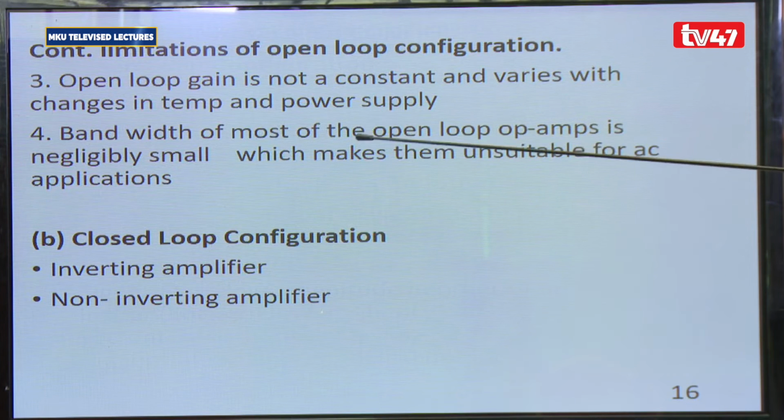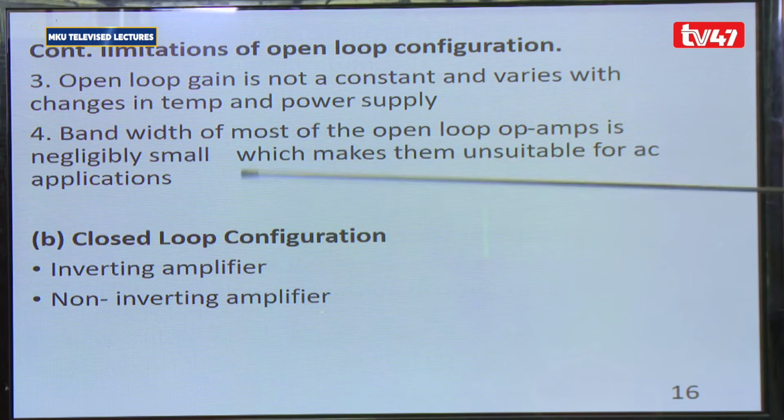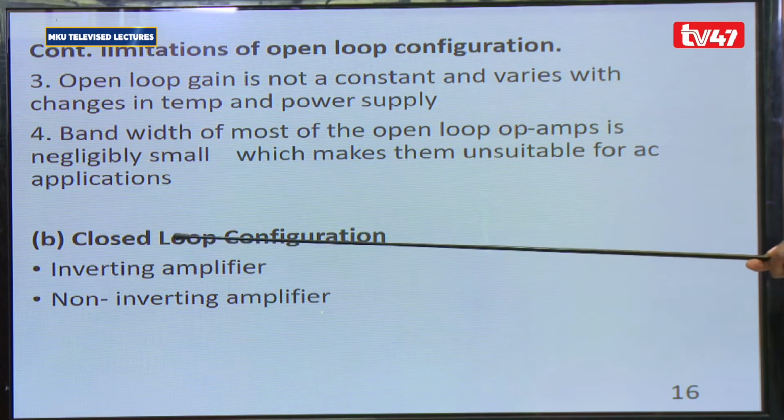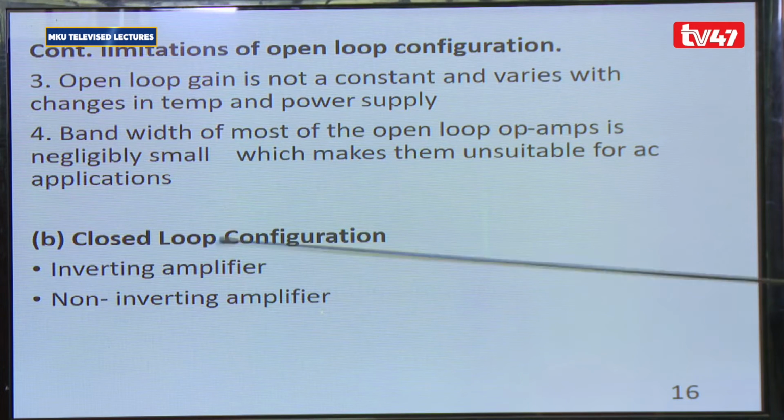Limitation number 4 is that the bandwidth of most open loop op-amps is negligibly small, which makes them unsuitable for AC applications. Though you can find such configurations being applied in areas like multivibrators, square wave generators, those non-linear applications. But with the linear applications, it cannot do well. So that is the open loop configuration. Number 2 is the closed loop configuration.